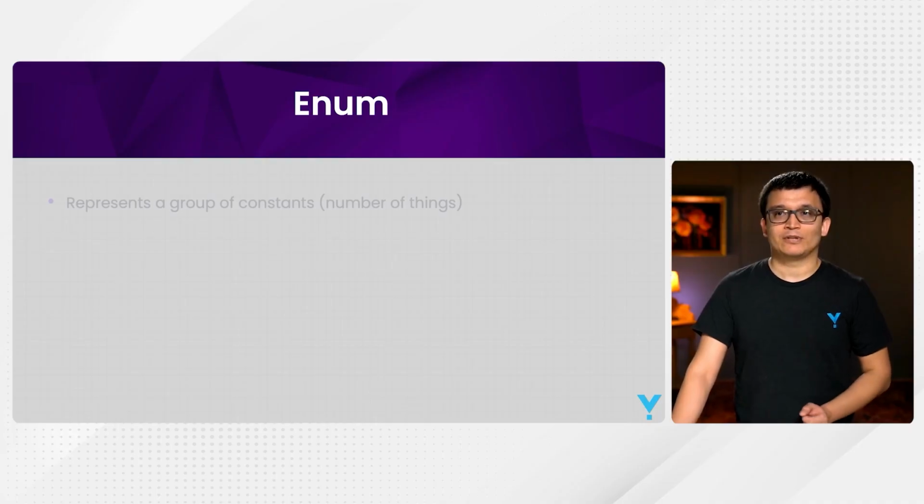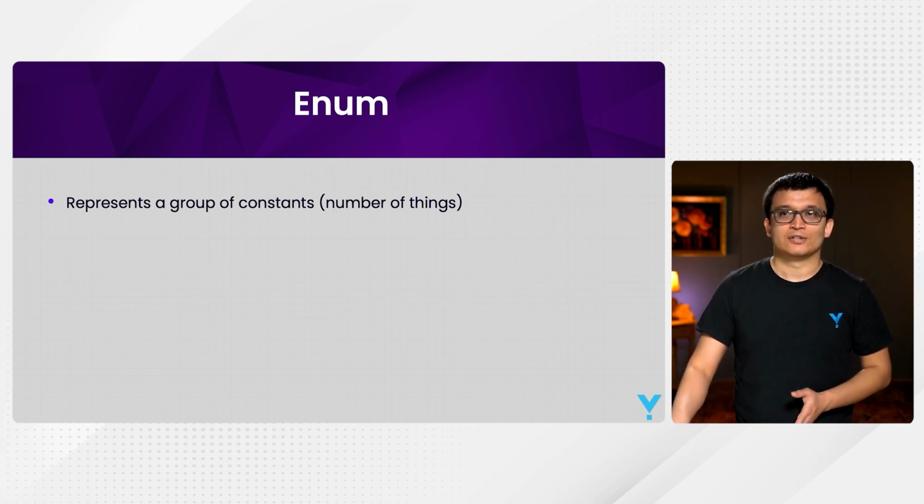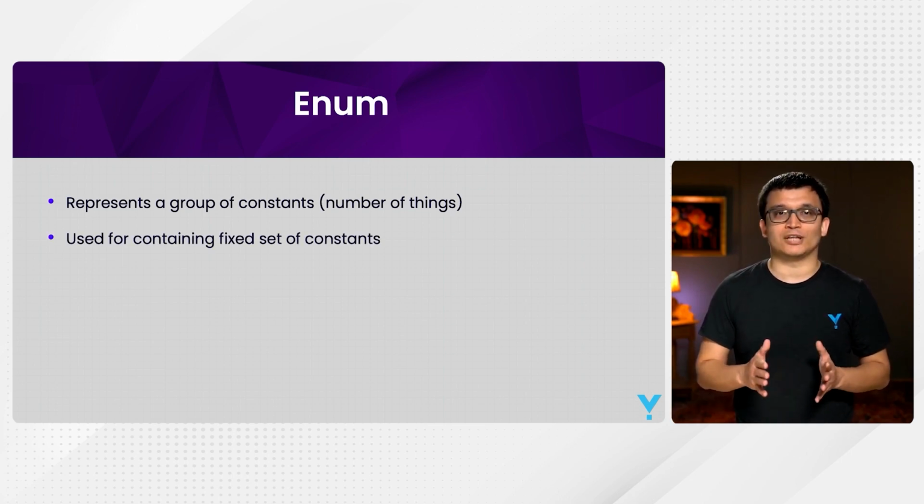Hello everyone. In this video, we are going to talk about the enum in Java. So the enum in Java, enum is a special data type. This special data type represents a group of constants, a number of things in other words. Okay. So we can use the enum to contain the fixed set of constants.